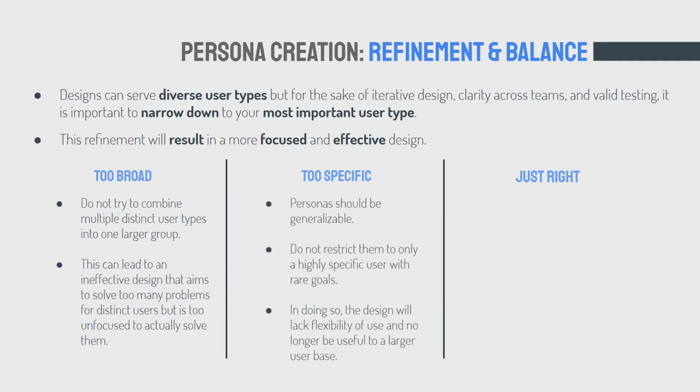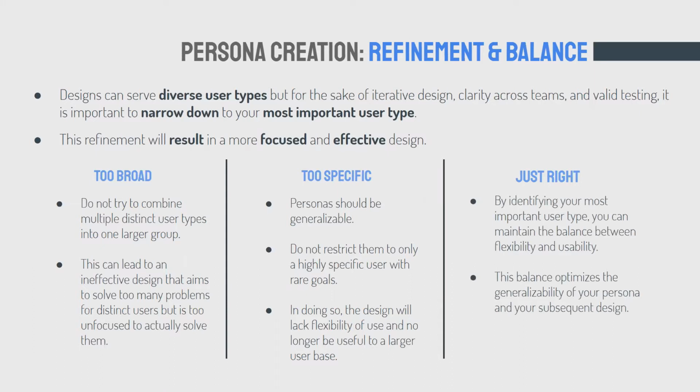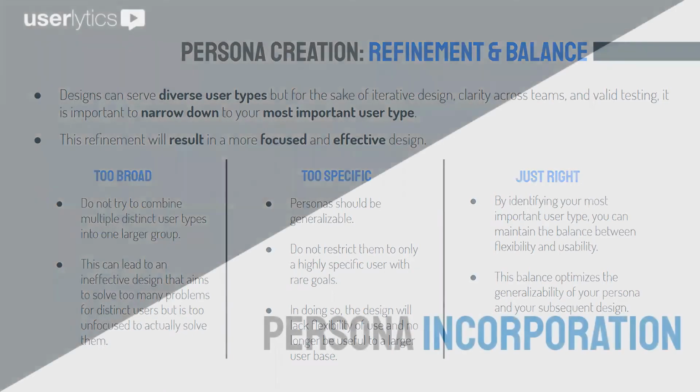Personas should be generalizable. That's a key component here. They're meant to be representations, so they are an abstraction, but they are also meant to be true to life and true to real users. So you don't want to restrict them too much. You don't want them too highly specified, because at that point you start lacking flexibility and you're no longer able to generalize your personas outwards. So when trying to get the just-right approach, it's important to maintain that balance of flexibility and usability, and have a focused approach that also has some external validity when generalizing them outwards. This balance essentially optimizes your persona to be useful and valid.